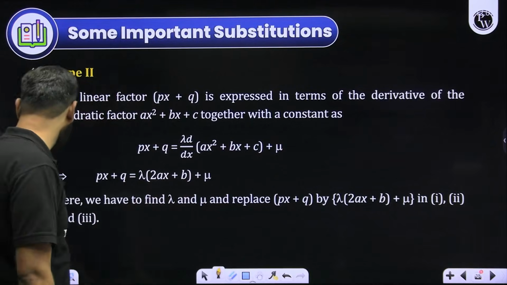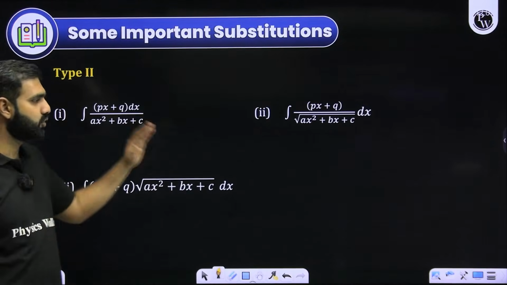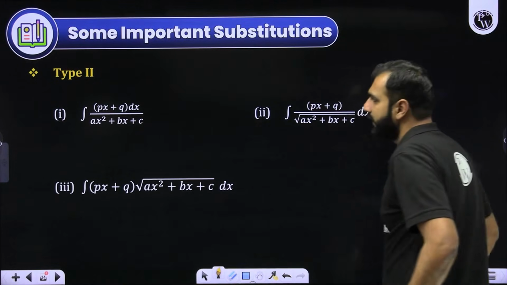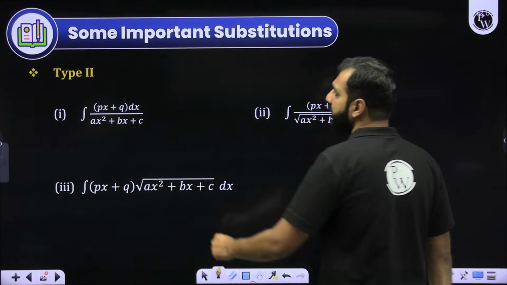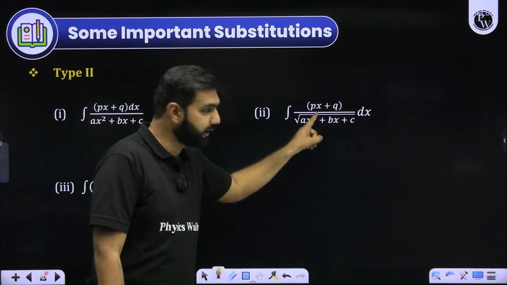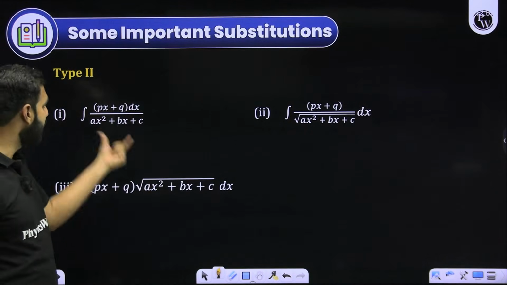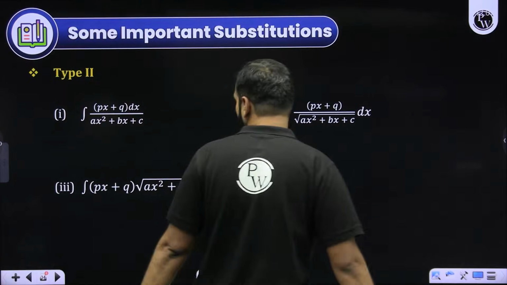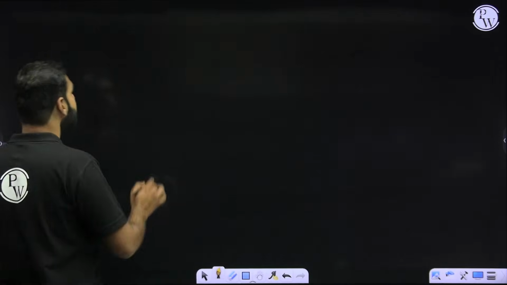Now, what do I mean by that? I'll take any of these examples and show it to you, whichever you wish. Let's say even this, or this. To keep it simple, let me take this particular one. The same approach which I'm going to tell you could be applied here and here as well. Let me explain it in this context. Here, px plus q upon ax square plus bx plus c. Let's say I need to integrate this.